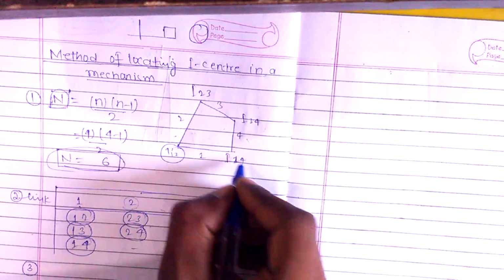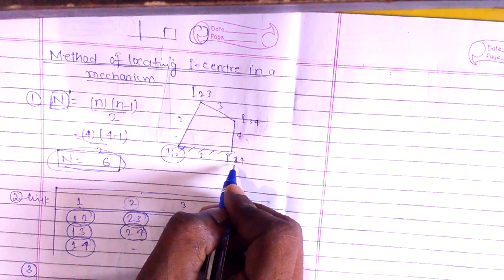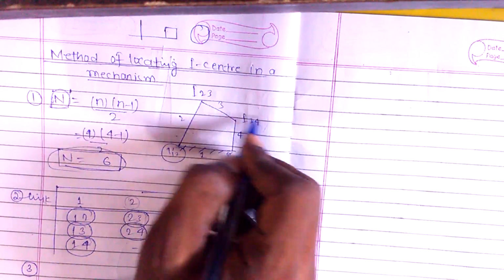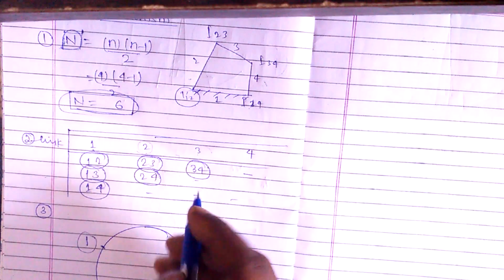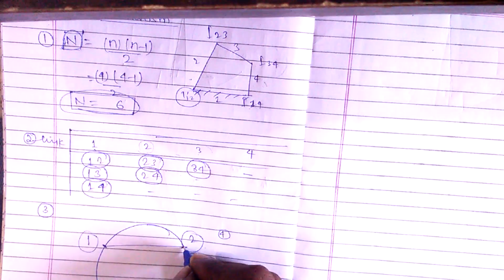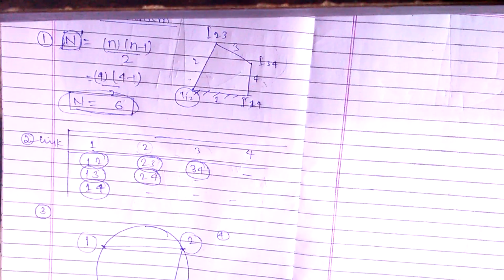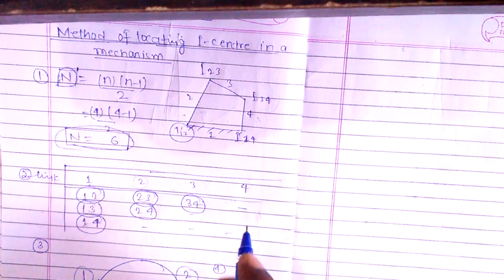And permanent eye centers. So suppose this one is a fixed link, so I12 and I24 are the fixed eye centers, and these are the permanent eye centers. I have already discussed, so if you want to check out that video, then I'll give the link in the description below. So we need to mark these: I12, I23, I24, I14, okay? Now how will we find the remaining 2 eye centers?